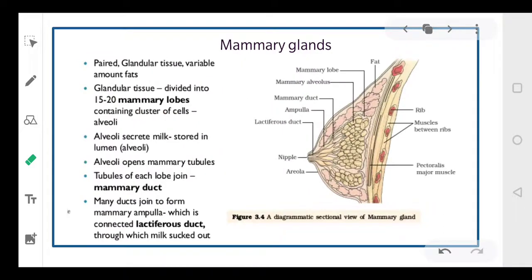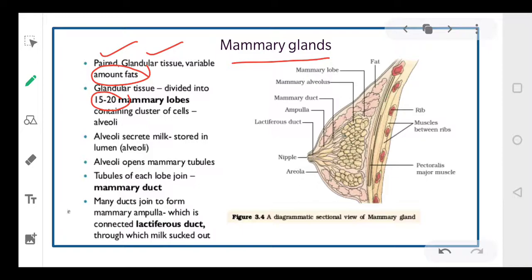Okay. So coming to your last portion, which is your mammary glands. As I told you, there is a pair of mammary glands in human beings, and these mammary glands are used for feeding the growing child. Okay, so they are paired glands. They are glandular, and they have a variable amount of fat. There are approximately 15 to 20 mammary glands. Now these mammary glandular tissues are called mammary lobes. So 15 to 20 mammary lobes are present.